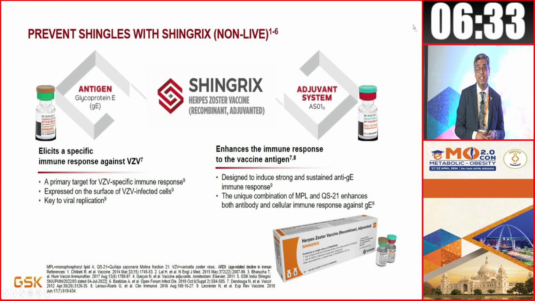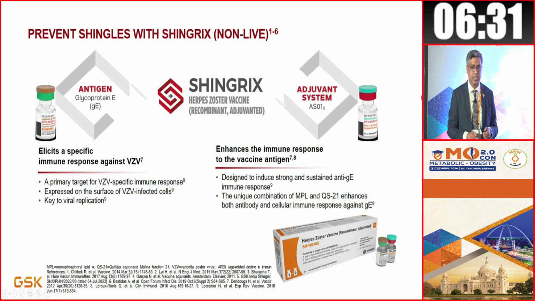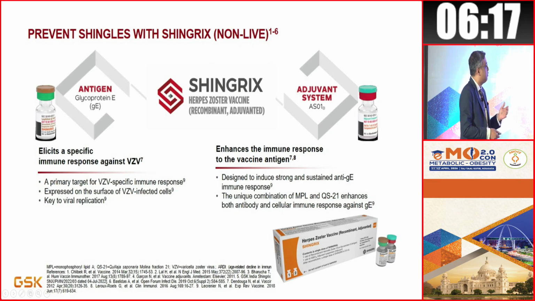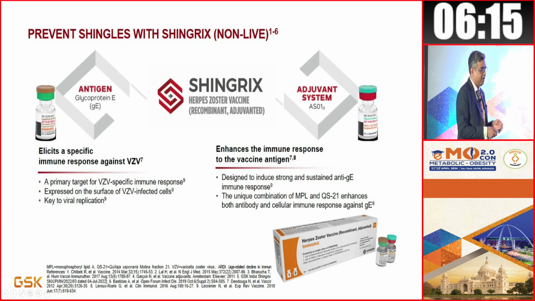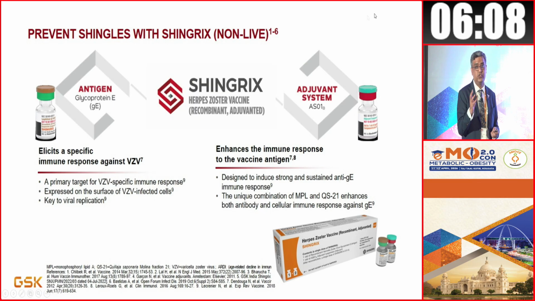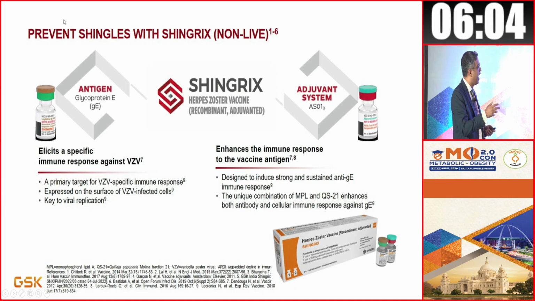Now, how good is the efficacy of this? Before we go into the efficacy data, we need to understand what we are doing in the vaccine to mount the immune response. We have the antigen glycoprotein E, and it elicits a specific immune response against the varicella zoster virus, and is expressed on the surface of the VZV infected cells, and this is key to replication. So we isolate the glycoprotein E, what we call GE, and design the vaccine around this.